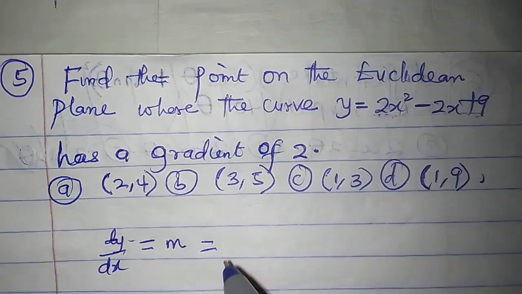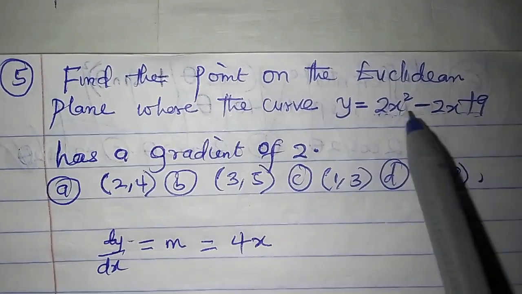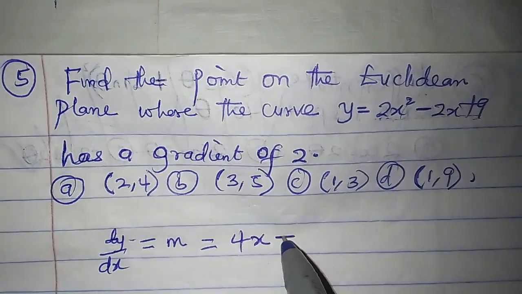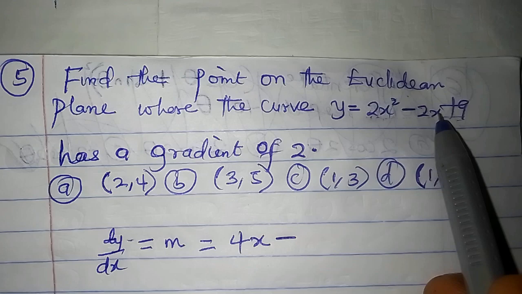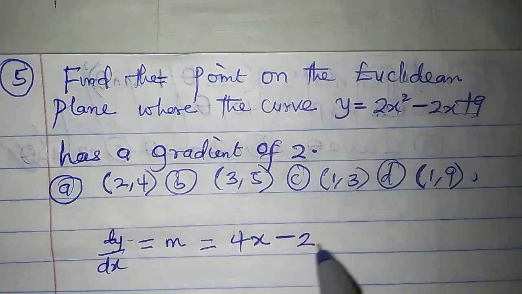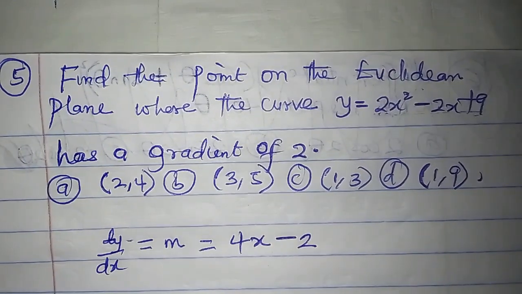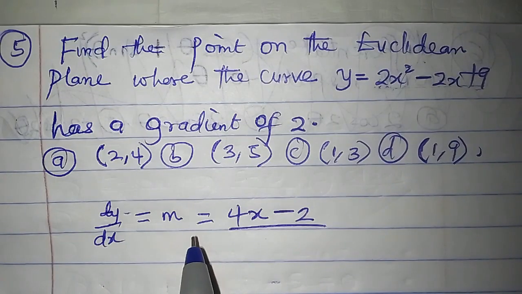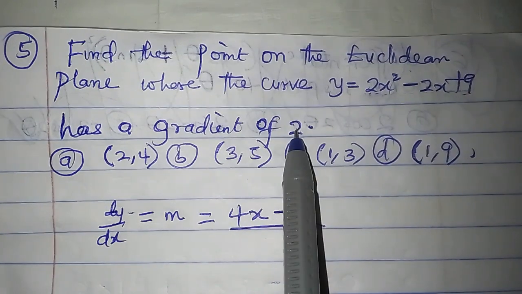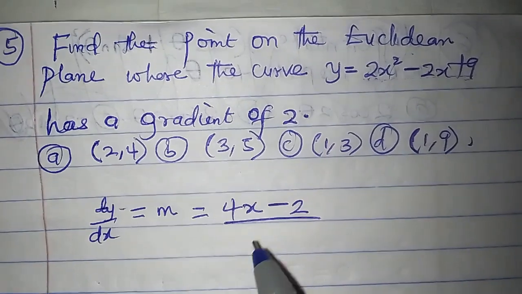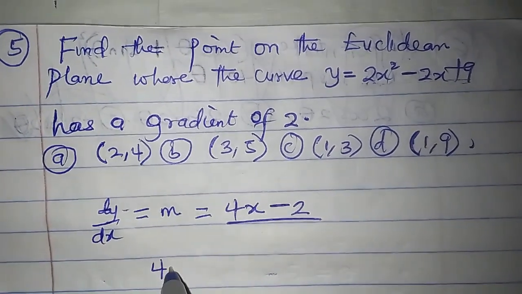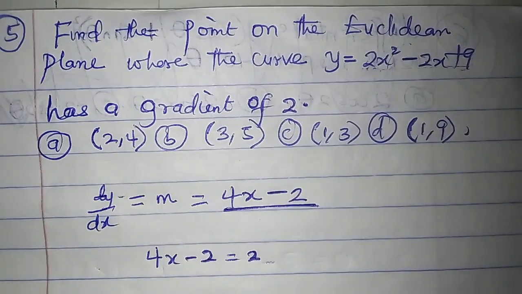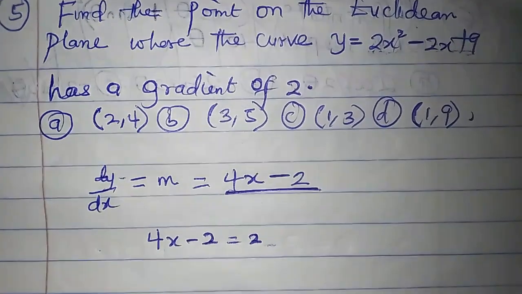Differentiate 2x squared to obtain 4x. That is 2 times 2, 4. 2 minus 1, 1. Differentiate 2x to obtain 2. Differentiate plus 9 to obtain 0. Okay, good. So this is the gradient of the curve. The question says that the gradient is 2. So what it means is that I will set 4x minus 2 to what? 2. So what I will just do to solve for the value of x here.